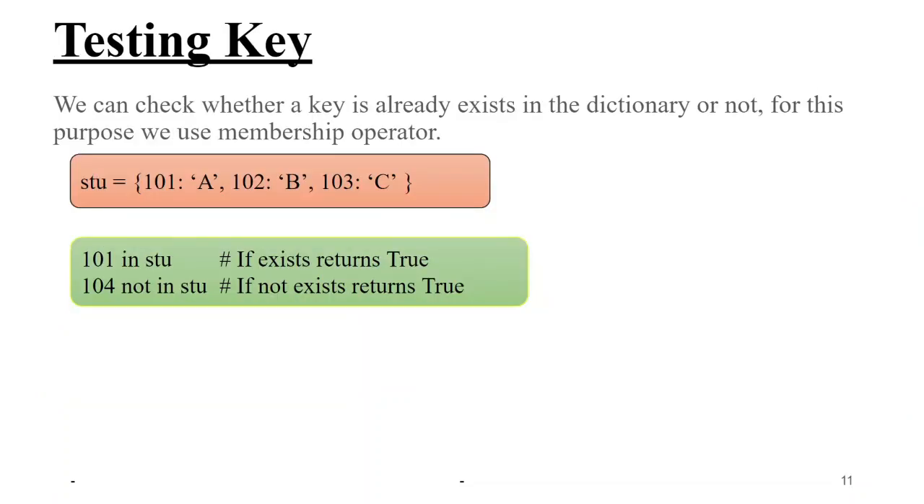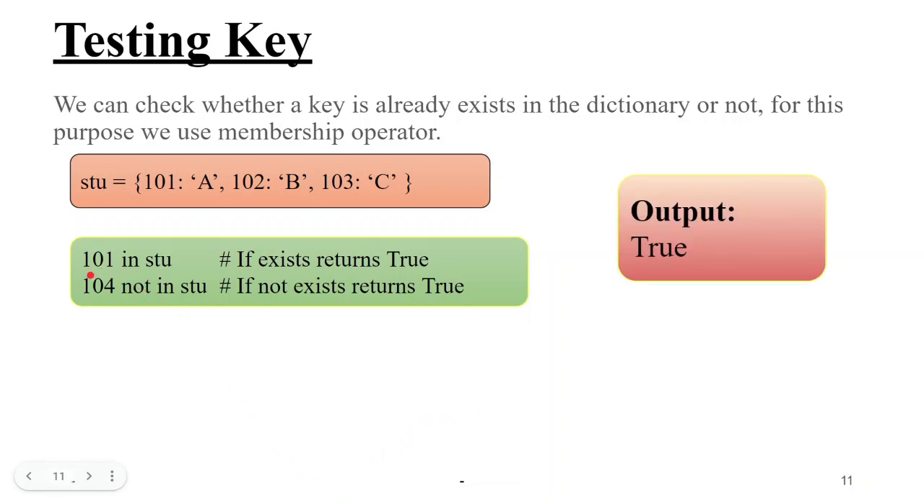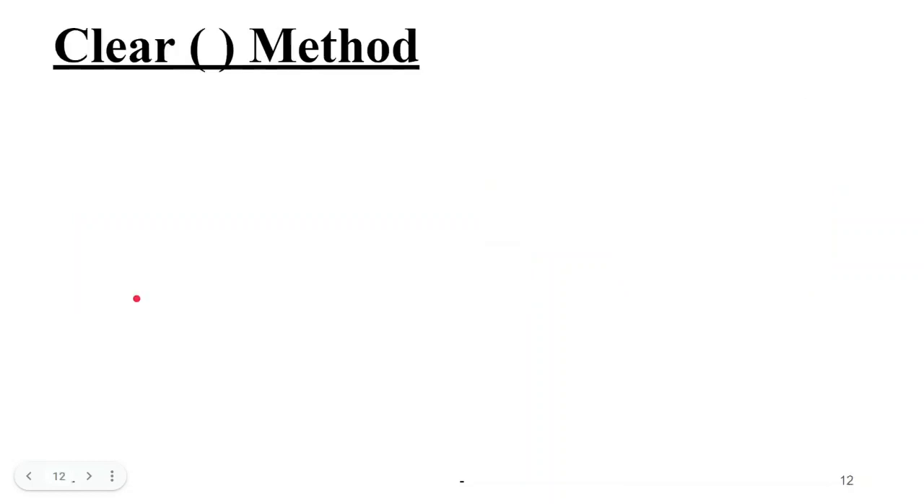Now we can also check whether a key already exists in the dictionary or not. For that we have operators called membership operators to check the existence of the key in the dictionary. The two types of membership operators are in and not in. So if you see, key 101 is there in the dictionary, so it returns True, and the 104 key is not in the dictionary, so it returns False.